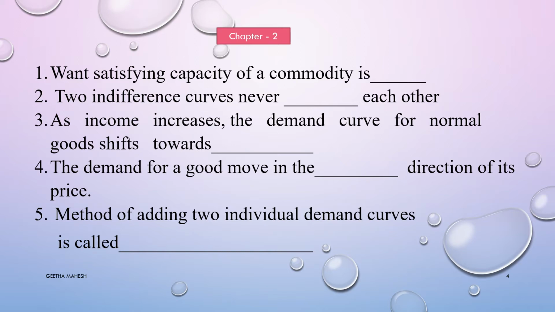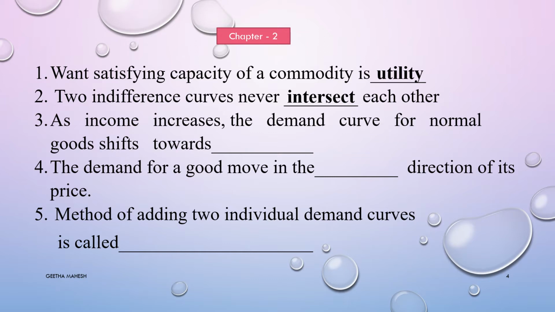In second chapter, consumer behavior, let us discuss few important fill in the blanks. One satisfying capacity of a commodity is utility. Two indifference curves never intersect each other.